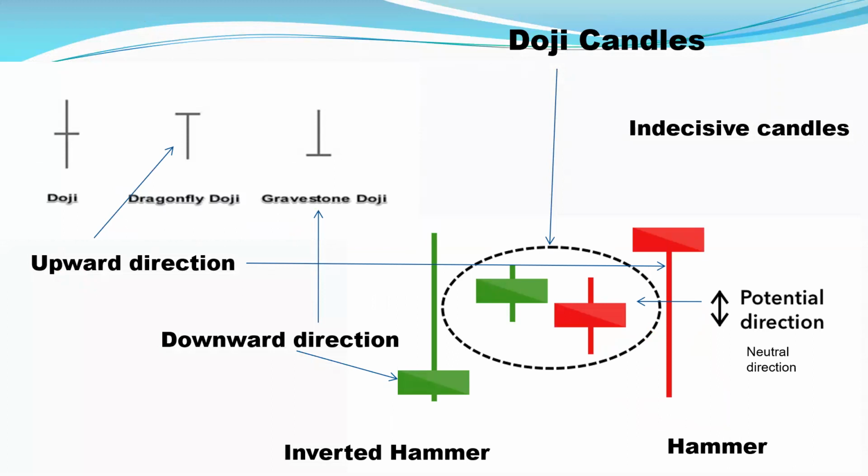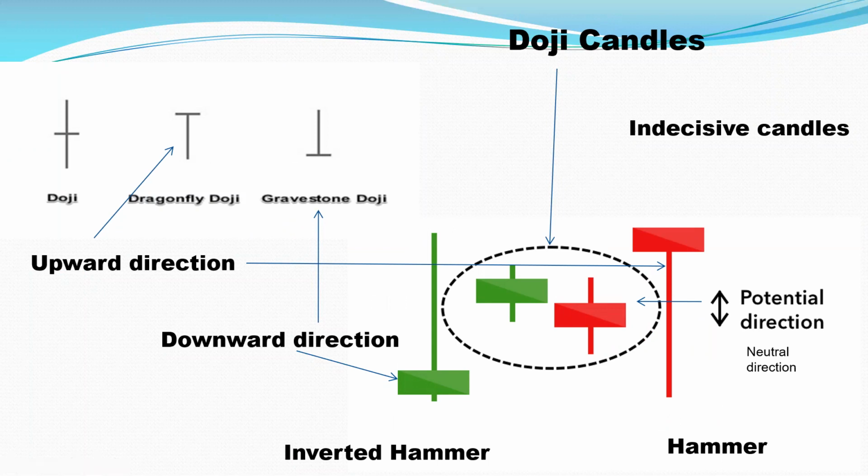Here it is. What is this candle? A doji candle. You can see three types of doji are there. This is doji, this is also doji, and this is an indecisive candle. Indecisive means it can go up, it can go down. So neutral in direction. So this candle will be neutral, indecisive, whereas this will take it up and this will take it down. So dragonfly doji will take it up and gravestone doji will take it down.